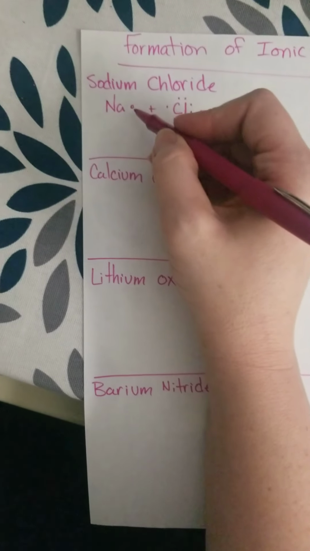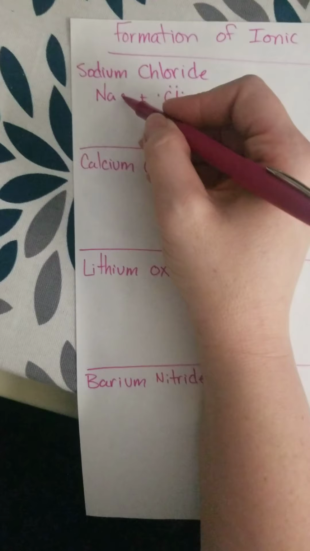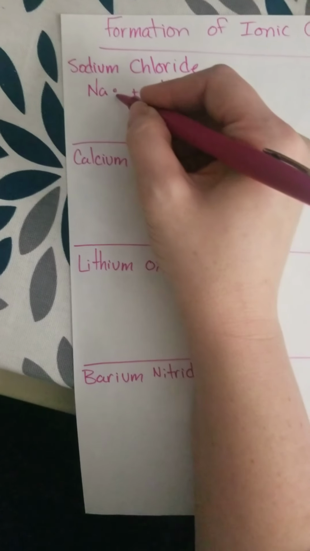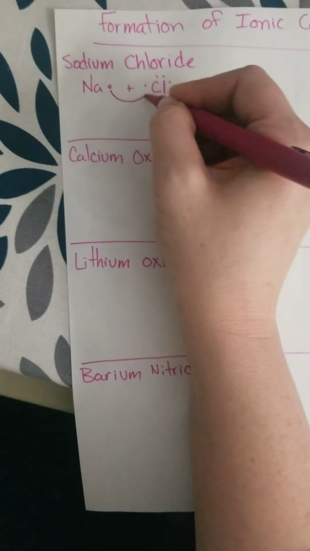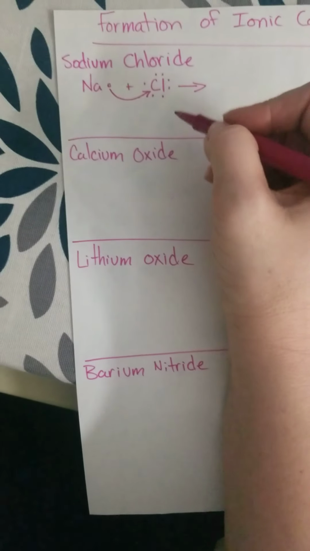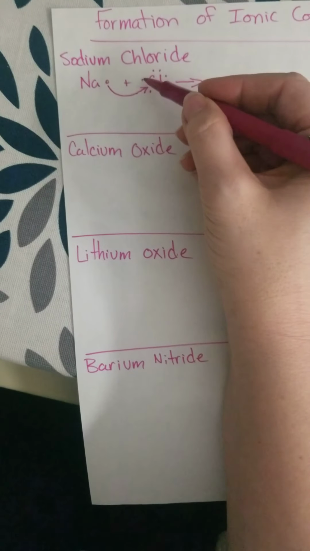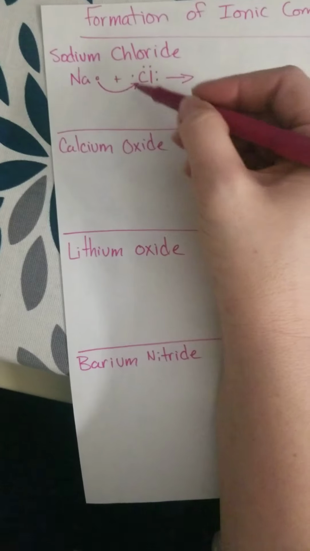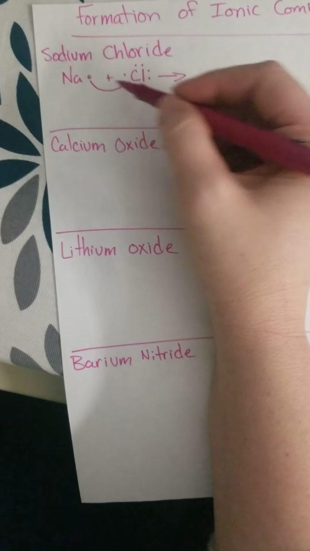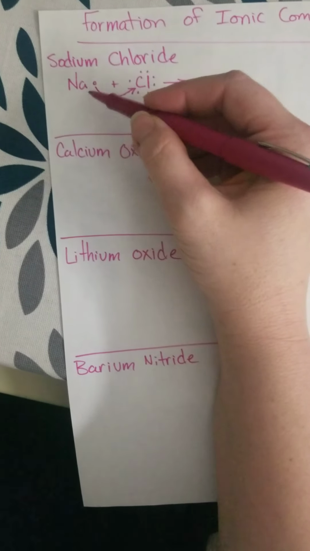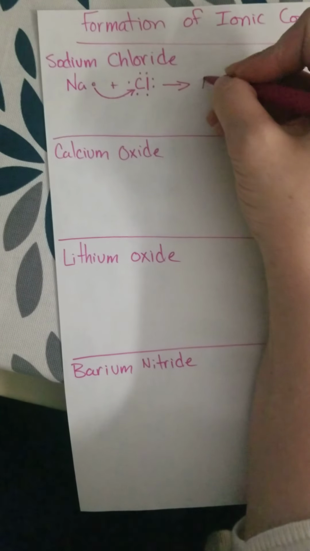Okay, so sodium is a metal. Metals are going to tend to lose their electrons to the nonmetals, so you're literally going to draw sodium losing its electron to chlorine. You can see now chlorine has fulfilled its octet. It now will have 8 electrons going around it. Sodium now has lost its 1 electron. Everything at this point is complete.